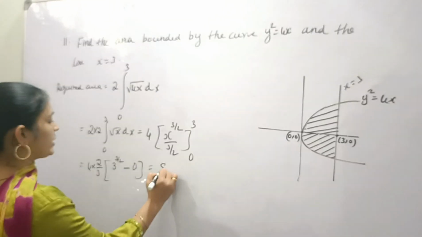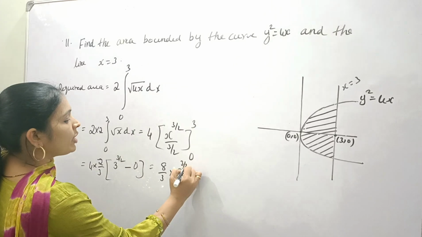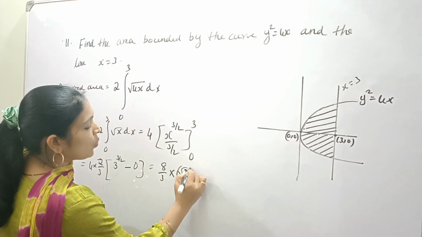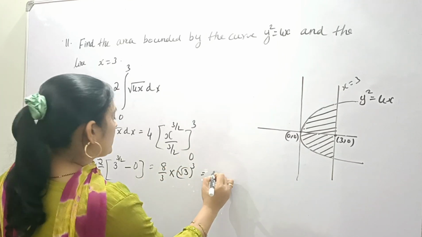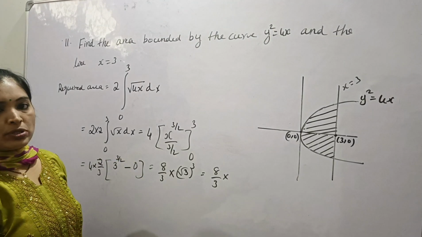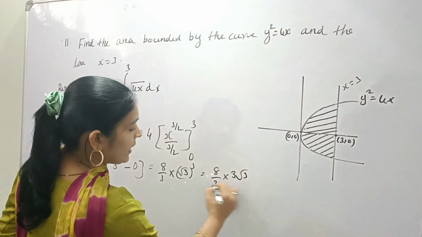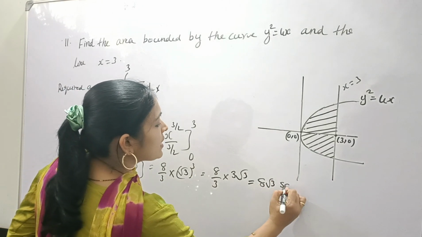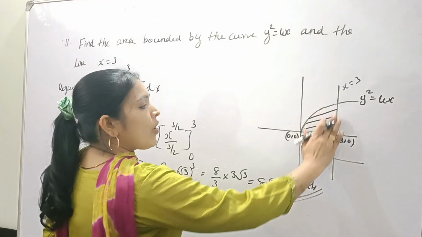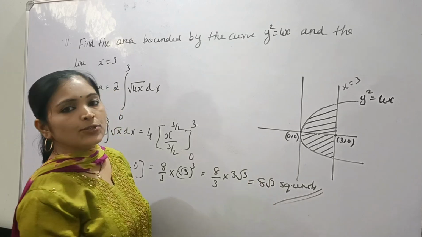That is equal to 4, that is 8 by 3 into, here 3 raised to 3 by 2, that is root 3 whole cube, right? Root 3 whole cube means root 3 times root 3 times root 3, that is 3 root 3. Here 3 cancelled. So 8 root 3 square units. So the required area, the area of this total region, is equal to 8 root 3 square units.